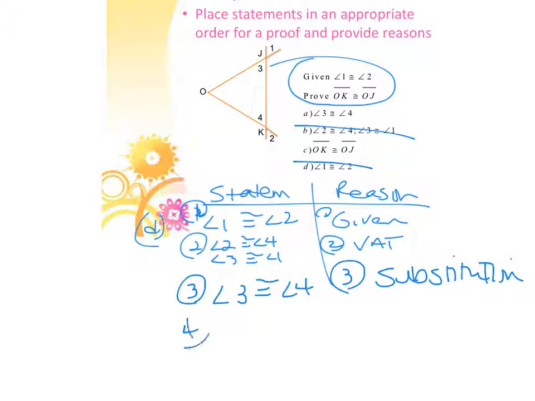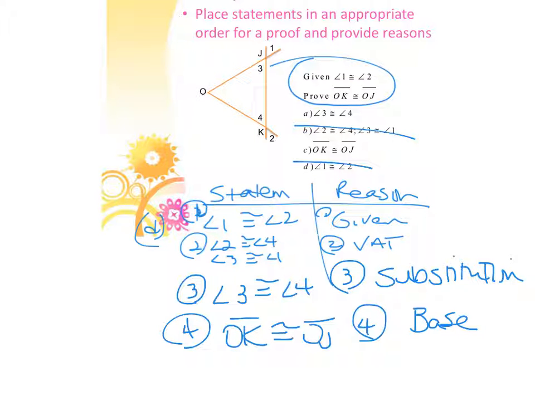And then the last one is going to be OK is congruent to OJ. And that reason is transitive. I'm sorry, base angles converse. Base angles converse. We're gonna use D. Oh, never mind.